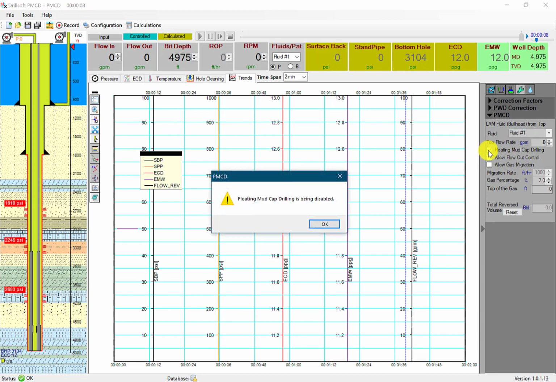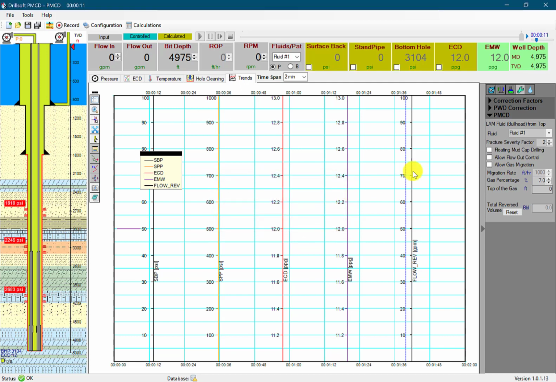We can choose floating mudcap drilling, which for now is disabled, which would put our operation into a floating mudcap case where we would have no returns at all and a lower mud level in the riser. We can allow for flow out control, so if we want to pump mud into the well, or control the rate, we'd have to choose this.